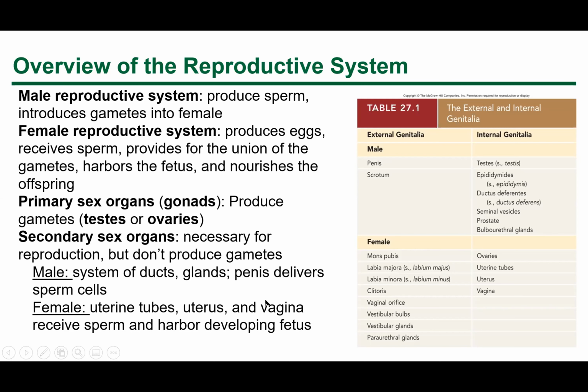So there's a system of ducts and glands in both. In the case of the male, we have an erectile tissue that we call the penis that delivers the sperm cells, and then a protective piece of skin called the scrotum that houses the testes. On the female side of things, we have uterine tubes and a uterus. And then externally, we have a vulva, which surrounds the vagina. This basically receives sperm, and the uterus harbors a developing fetus, or doesn't, and menstruates to get rid of the layer it built up.